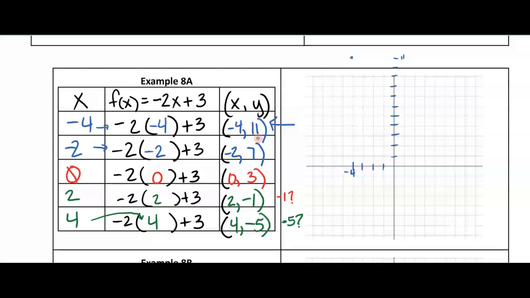Try negative 2, 7, and we're going to label this negative 4, comma 11. Anyway, negative 2, 7, 1, 2, 3, 4, 5, 6. This is the 7 point. Negative 2, 7 right here. We'll label it.